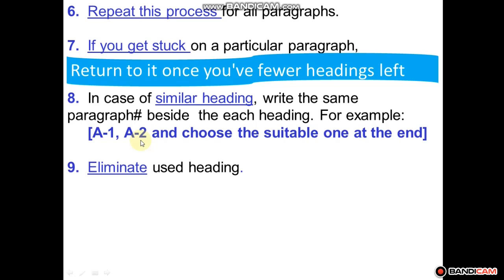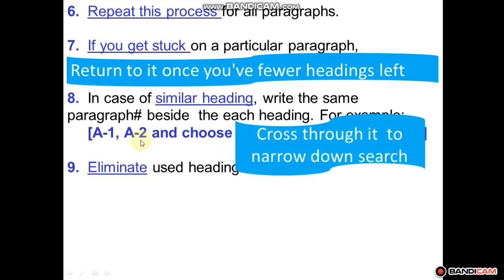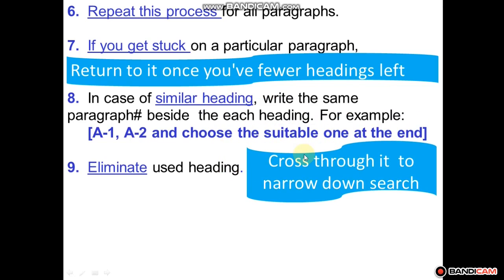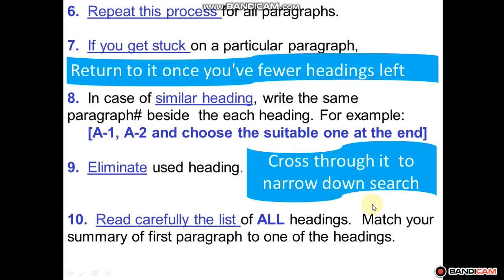Maybe when you come back at the end and you think, oh, it was also to be utilized, it was also one of the matches. But for the time being you can eliminate it. Fine. So in this way you can cross through it to narrow down the search. That's the purpose. And number 10, read carefully the list of all headings.